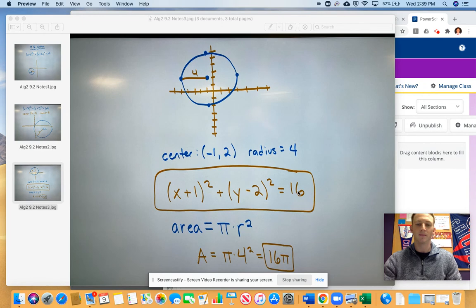is 16. Now, if we want to find the area of this circle, the area of a circle is πr². All we have to do is plug in a 4 for the r, and then square it, and we'd get 16π.